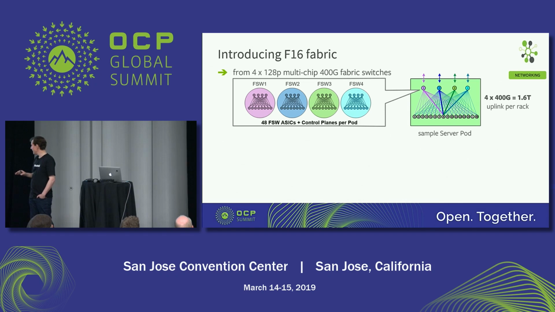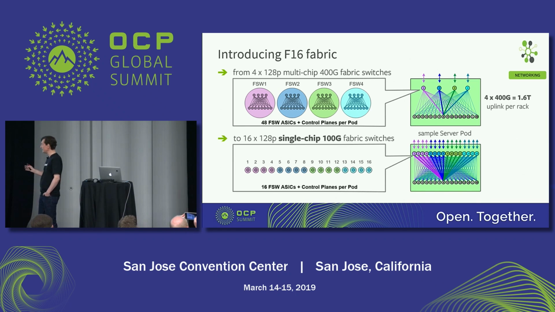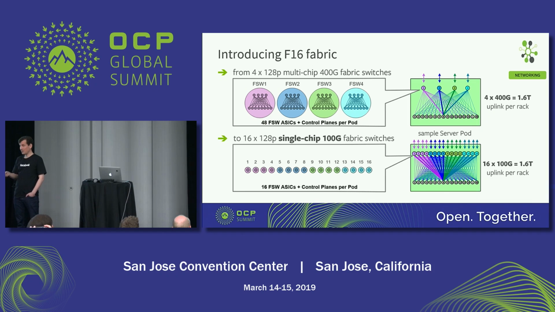From the 4 by 128 port multi-chip 400 gig target, which gives us 1.6T, we redesigned the network as 16 128 port single chip 100 gig switches. This gives us exactly the same capacity per rack as the 400 gig solution would have given us, but it uses not 30%, not 25%, it uses 3 times fewer chips. From 48 FSW chips per pod, we're going down to just 16 by using single chip devices.